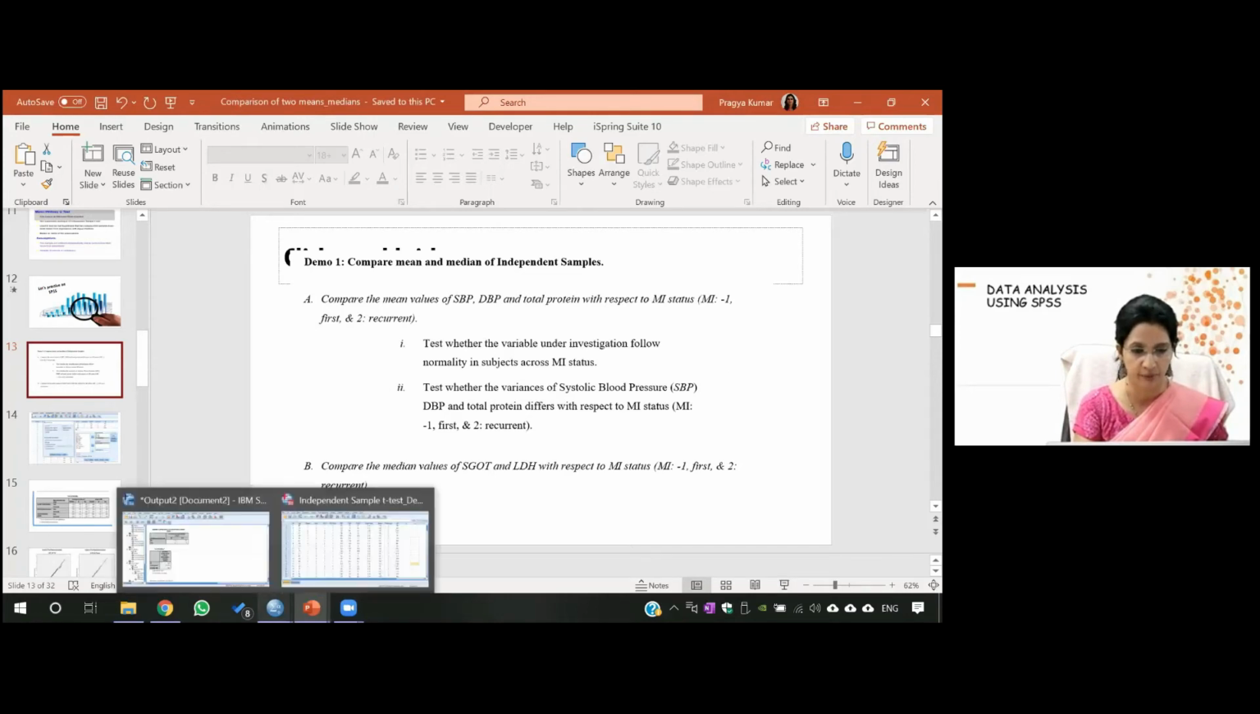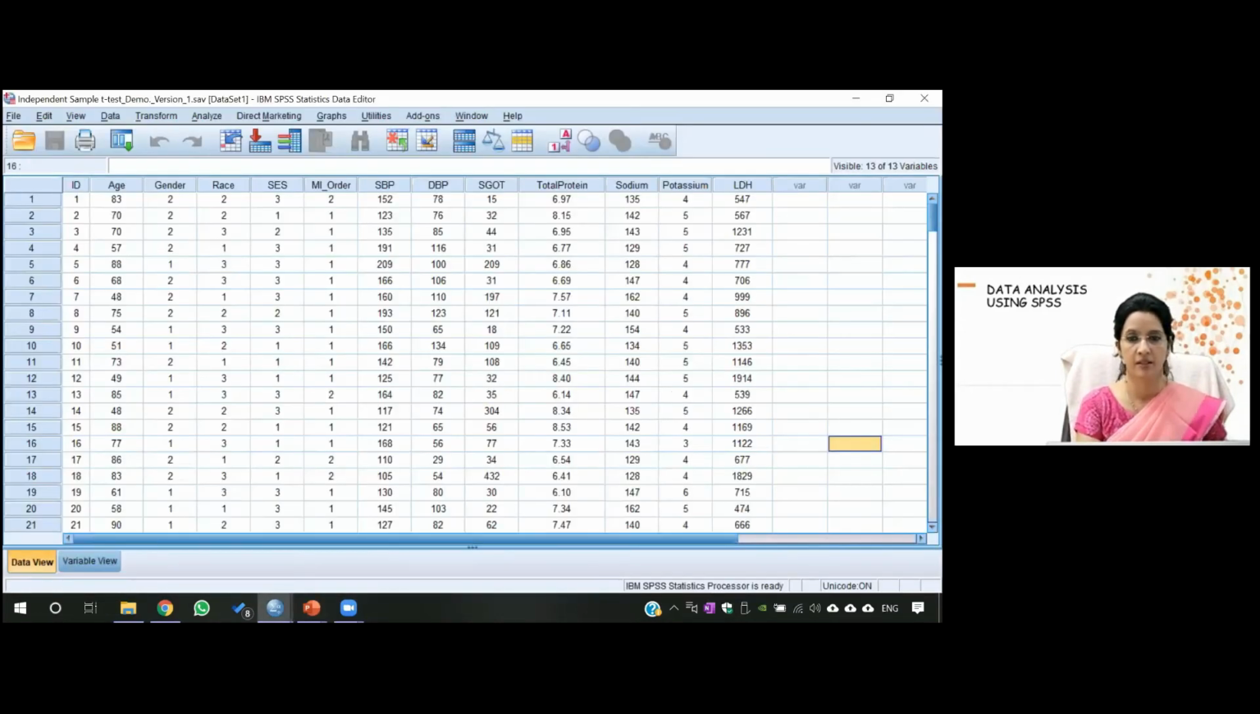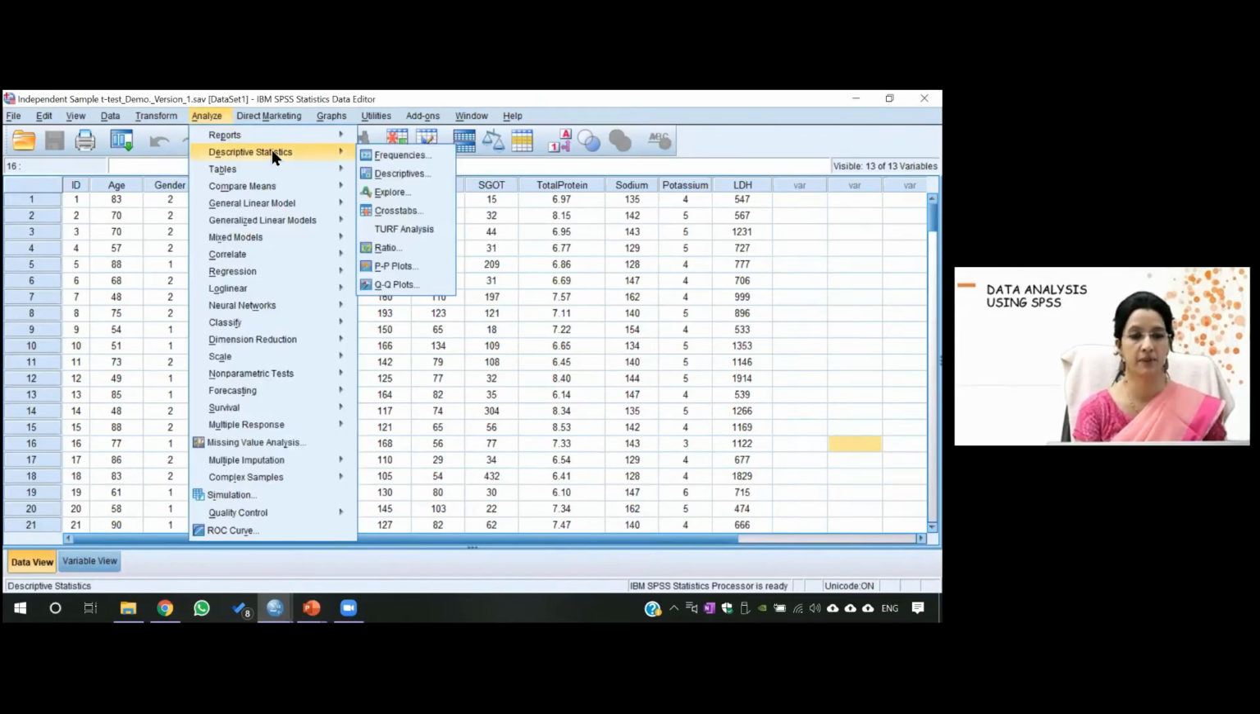So you can see here, this is the independent sample t-test I am going to run. So what will I do? Till now, we have used analyze and descriptive. We have used this frequency option. We have used this crosstab. Now in this, for all normality, I'll use this option of explore. Can you see here? There's an option of explore.